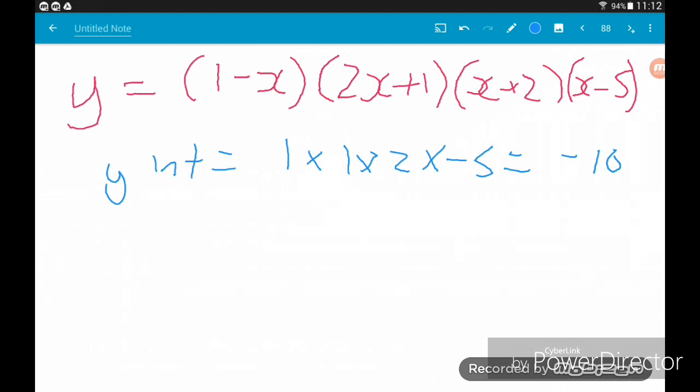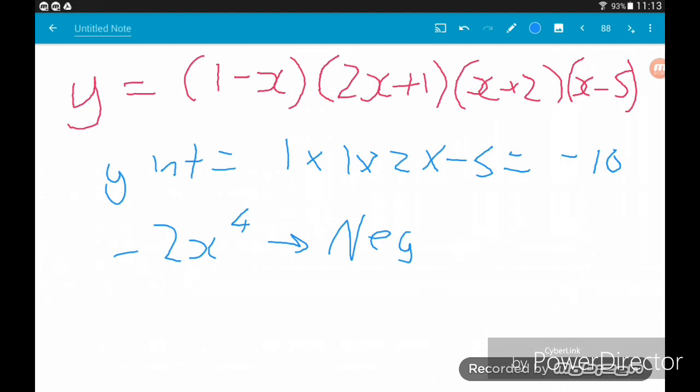Now, is our x to the power 4 term positive or negative? Well, we've got minus x times 2x, which is minus 2x squared, then times x, so we've got minus 2x cubed, times x again, minus 2x to the power of 4. So this time we have a negative x to the power 4 term, so our graph starts in the bottom left and ends in the bottom right.